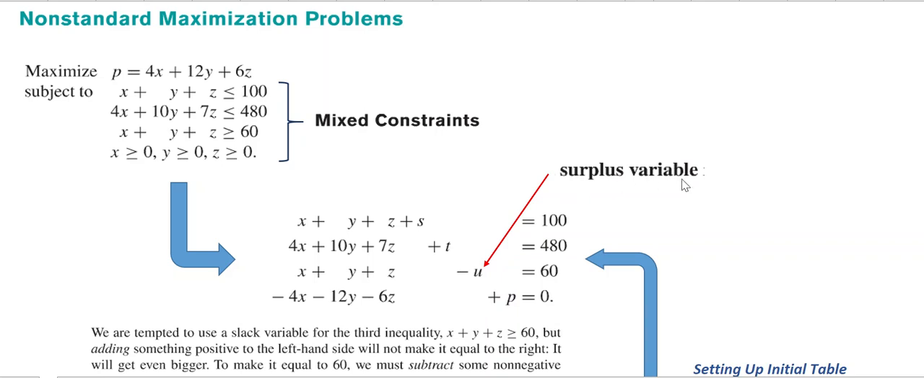Don't get too hung up on the terminology, whether it's a slack variable or a surplus variable, but what you really need to know is that when you have a greater than or equal to, you are subtracting the variable rather than adding it like we have been doing with the standard maximization problems. And then finally, we take the objective function, we subtract each term on the right over to the left, and so we end up with negative 4x minus 12y minus 6z plus p equals 0. So far, the only difference is this surplus variable. We are subtracting it rather than adding it.